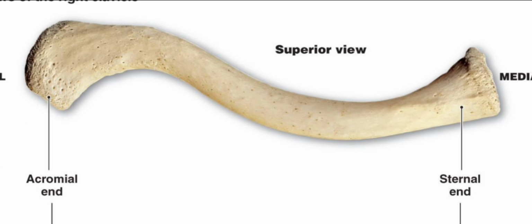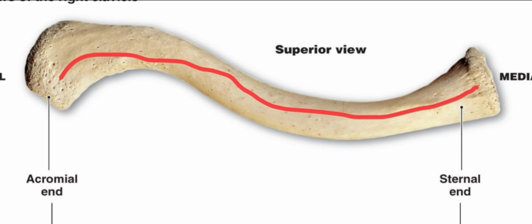So the clavicle has got the shaft. This is the shaft of the clavicle, and the shaft is divided into two regions. One is the medial 2/3 and the other is the lateral 1/3. The medial 2/3 is also called the sternal region, while the lateral 1/3 is also called the acromial region.